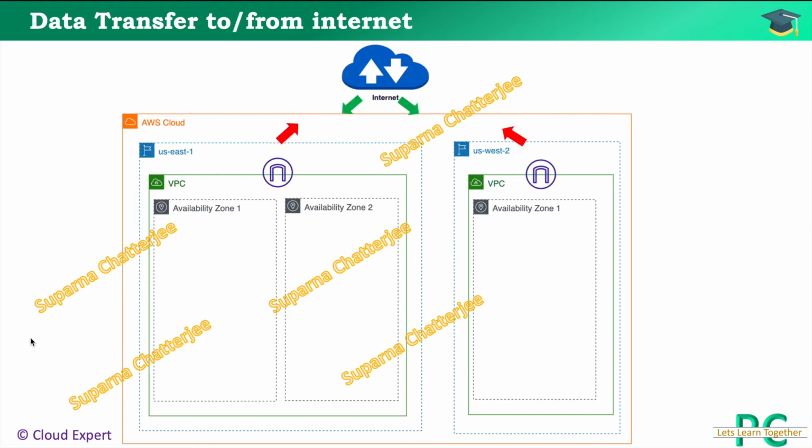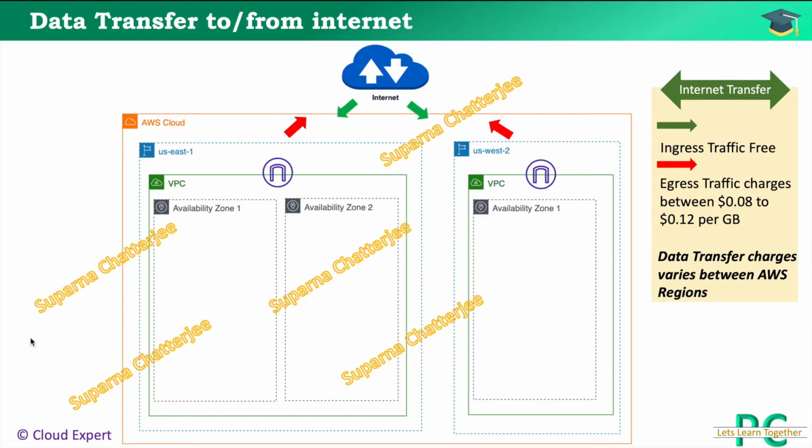Now, what are the charges? There is no charge for inbound data transfer across all services in all regions. If you are taking data into the AWS cloud, AWS will not charge you a single cent. But the returning egress traffic is chargeable, at between 8 cents and 12 cents in US dollars per GB of data.